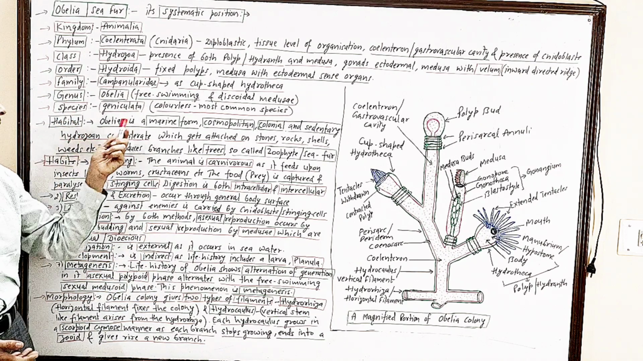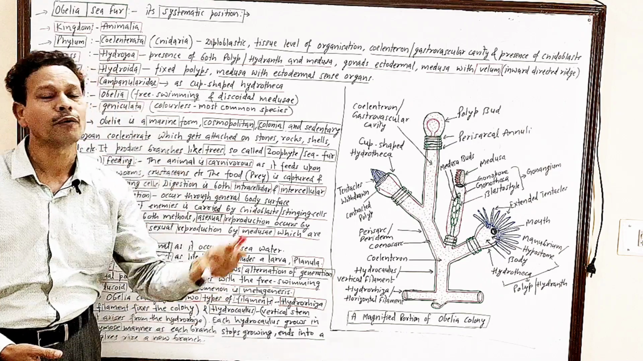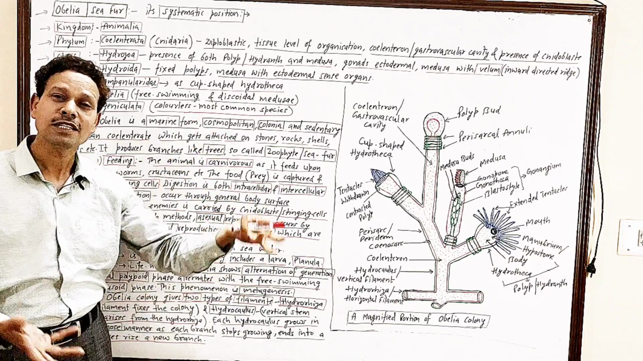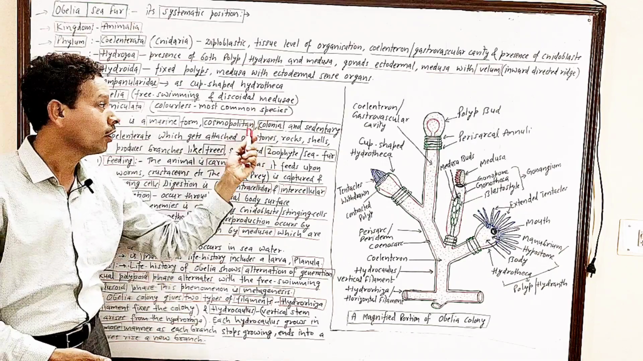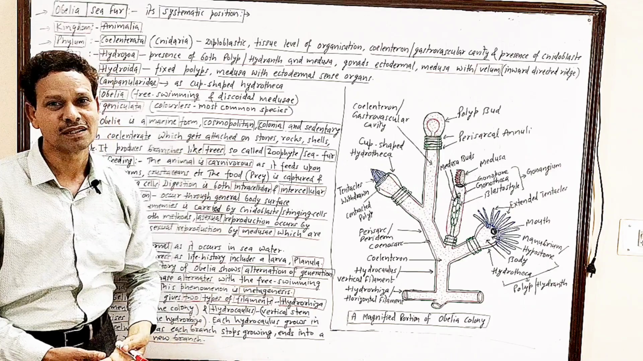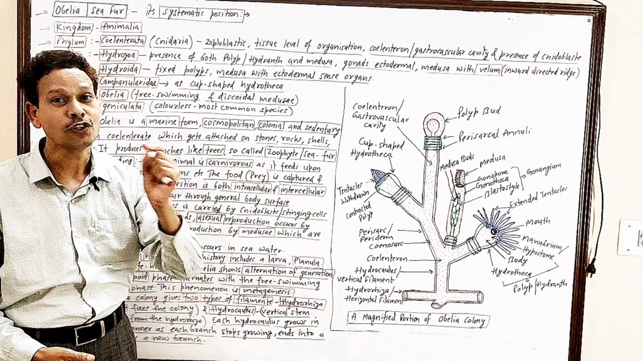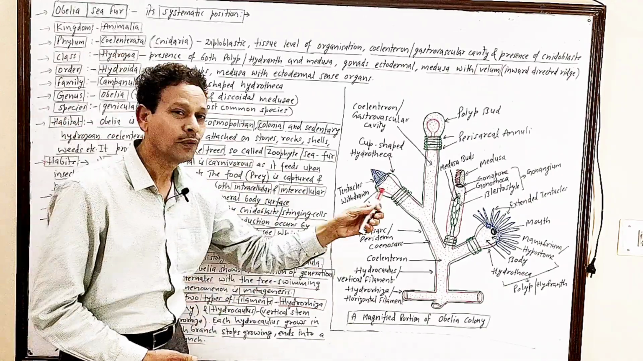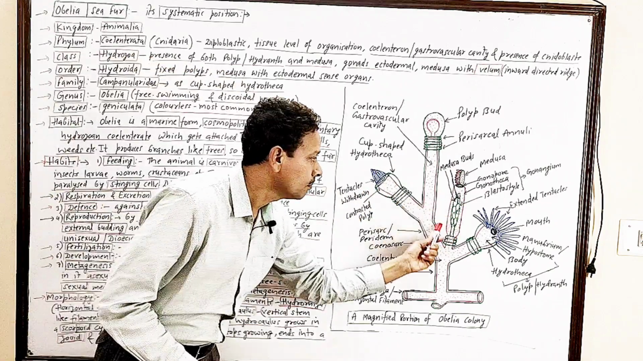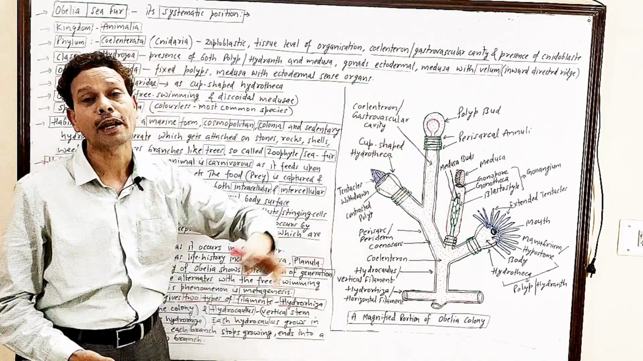Habitat, this Obelia colony, it is a marine form. Exclusively, it is found in seawater, in coastal regions. Cosmopolitan, it is found everywhere. Colonial form, this Obelia produces a colony, which shows trimorphism, as it possesses 3 members, 3 structures. This one is polyp, hydranth. This one is blastostyle, and this blastostyle gives free swimming medusa.